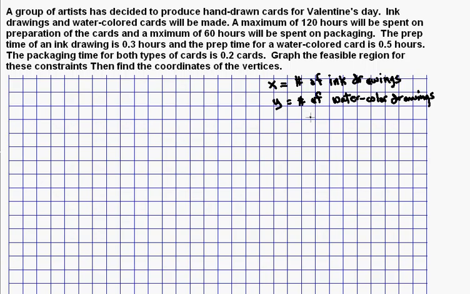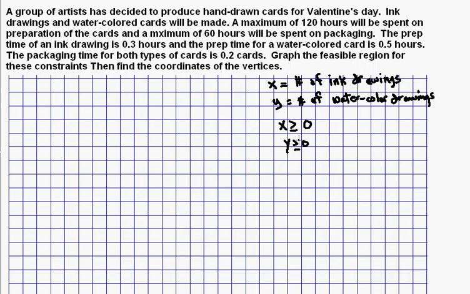First of all, we know that both the number of watercolor drawings and the number of ink drawings are going to be greater than or equal to 0. In other words, they're not going to be negative numbers. So that's going to be the first two inequalities that we have. x is greater than or equal to 0, and y is greater than or equal to 0.